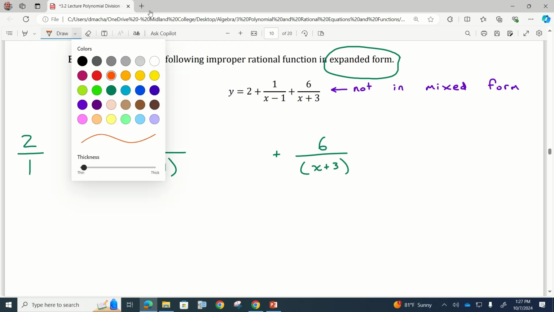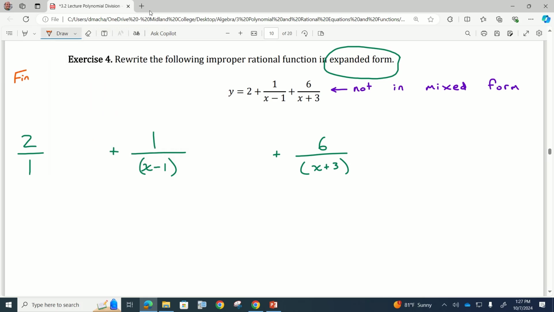And then, just like before, we're going to find a common denominator. It's tougher now because I actually have 2 different denominators and 3 different terms. And so this one gets a little bit trickier. Like, to get this 2 to have the same denominator as the other 2 terms, I have to multiply by x minus 1 over x minus 1. And I also have to multiply by x plus 3 over x plus 3.